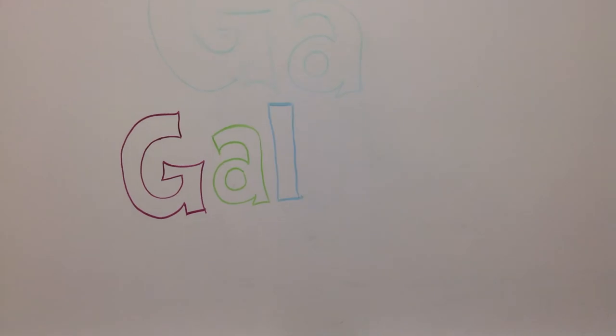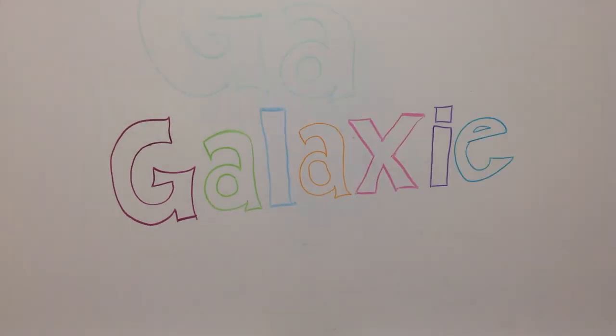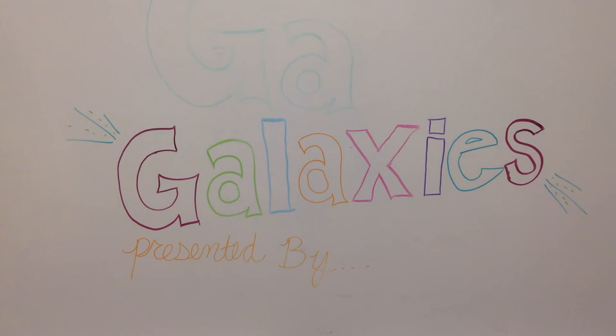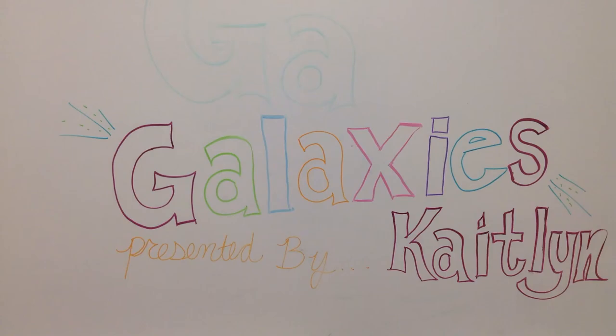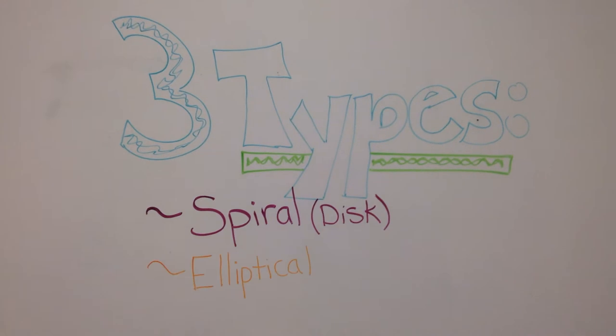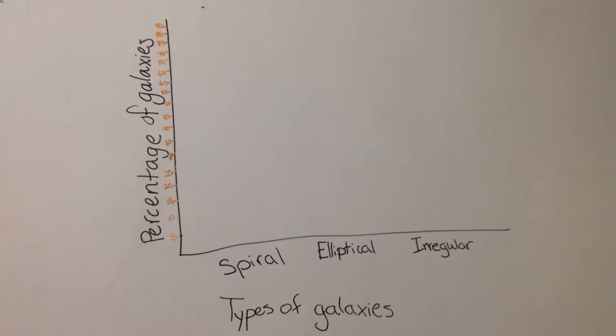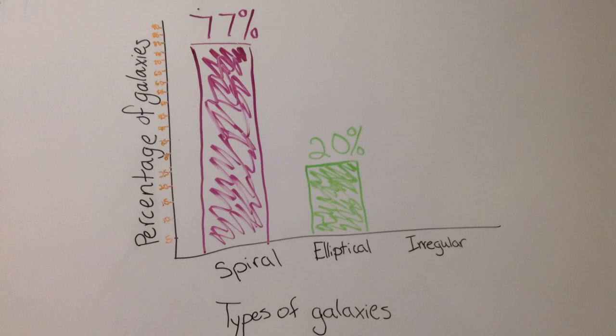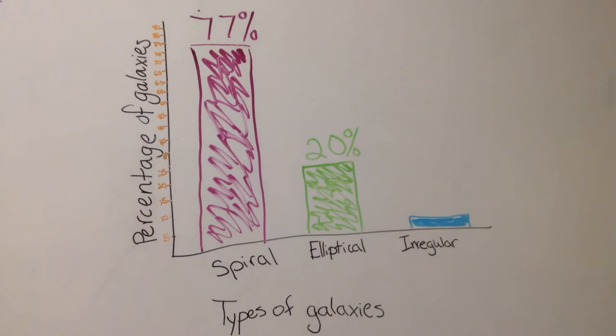Our presentation is on galaxies, presented by Anna, Caitlin, and Roxana. There are three types of galaxies: spiral, elliptical, and irregular. Spiral galaxies make up 77%, ellipticals make up 20%, and irregular galaxies make up 3%.